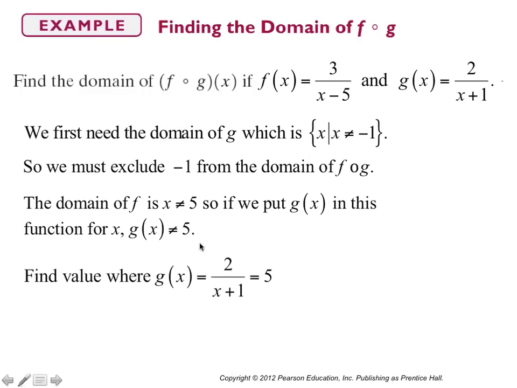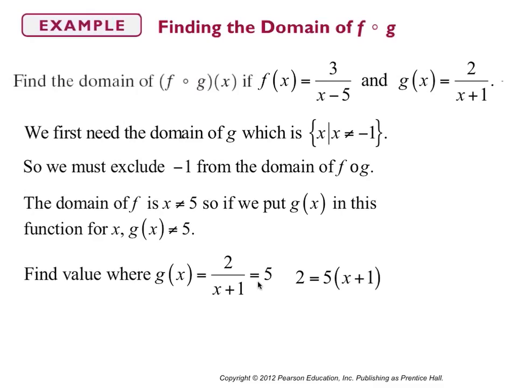So if we go ahead and do that, what we want to do is set g of x equal to 5 and find the value that makes that happen. So we have 2 over x plus 1, that's our g of x, equal to 5. And then you can just think of that as cross-multiplying, or getting rid of your denominator by multiplying by x plus 1. So you have 2 equals 5 times x plus 1, and you go ahead and distribute. So you have 2 equals 5x plus 5.